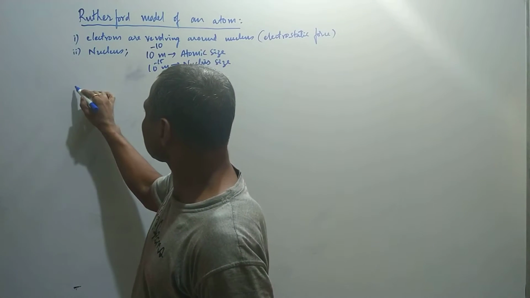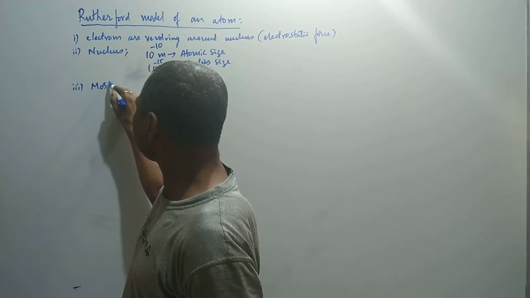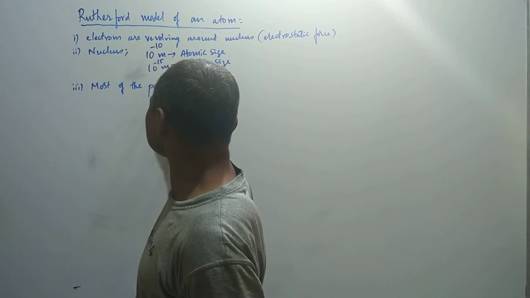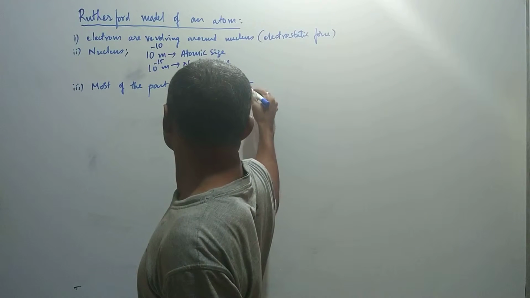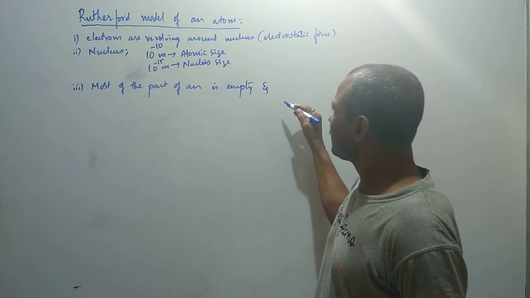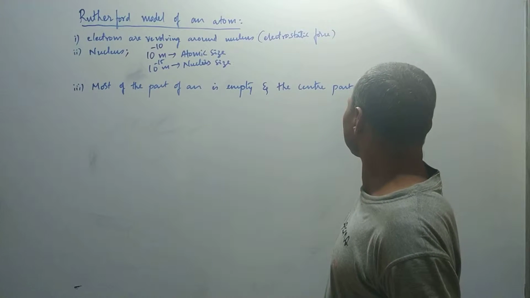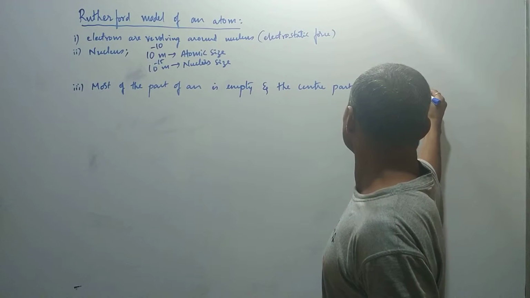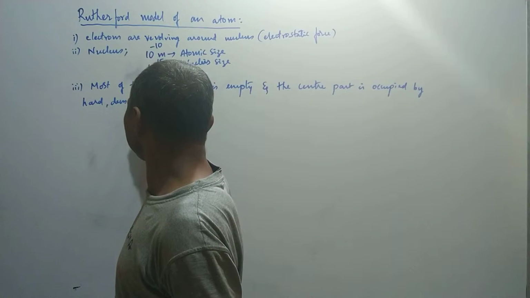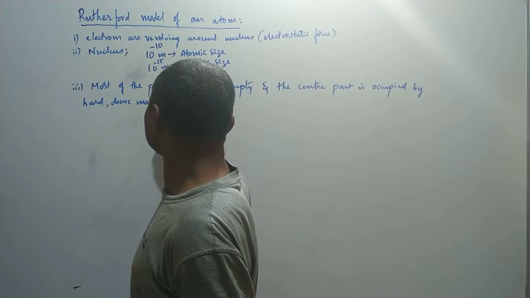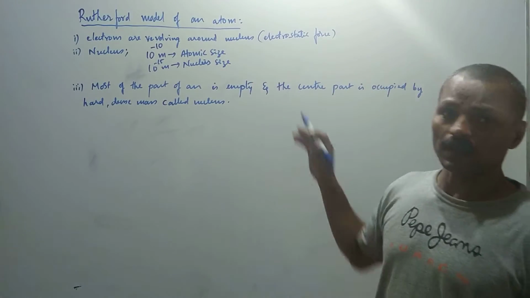Next, the third is that most of the part of an atom is empty, and the center part is occupied by a hard, dense mass called the nucleus. So how did he consider these points?